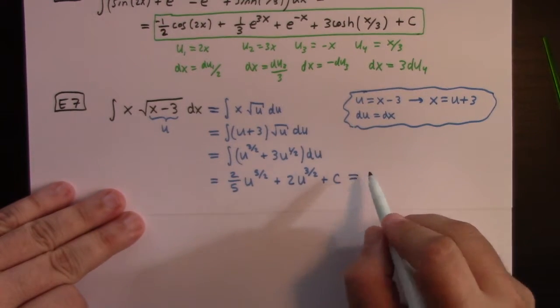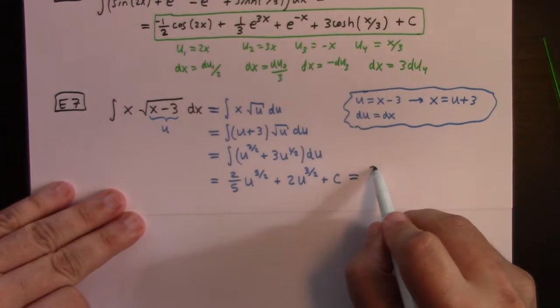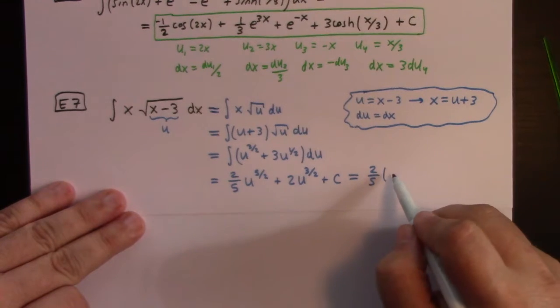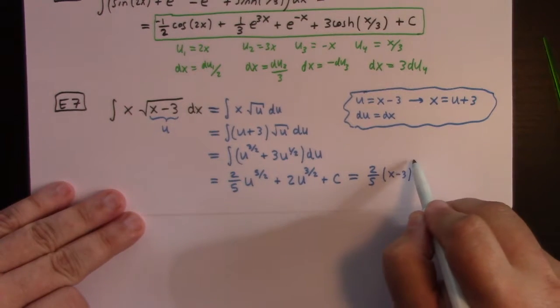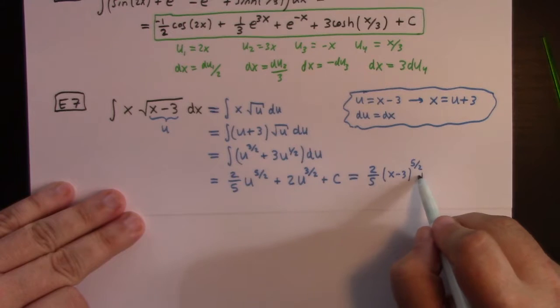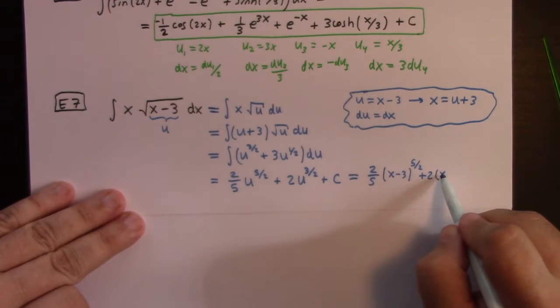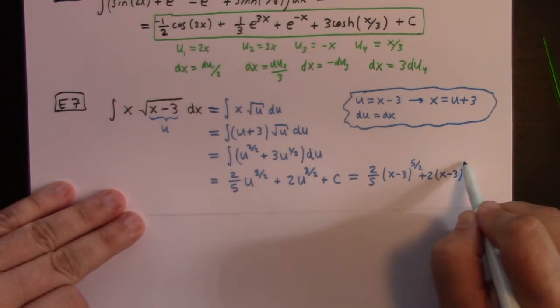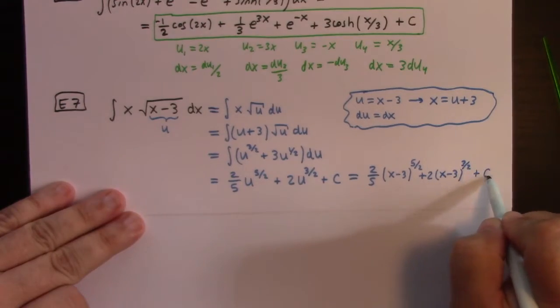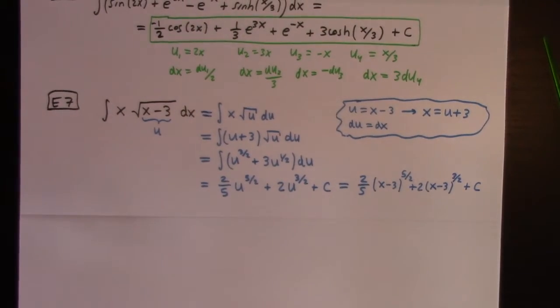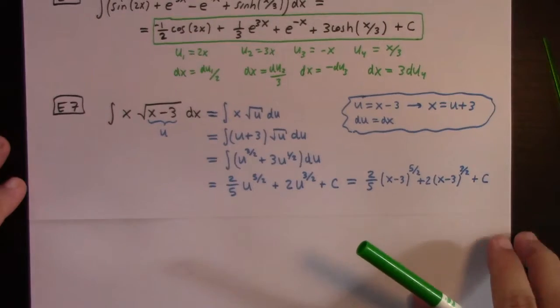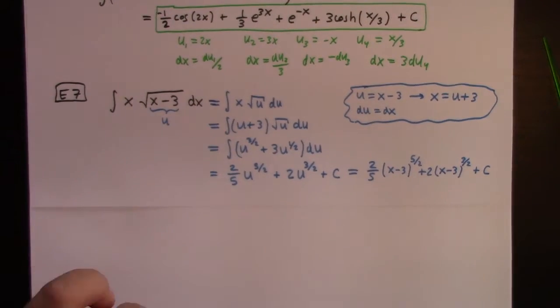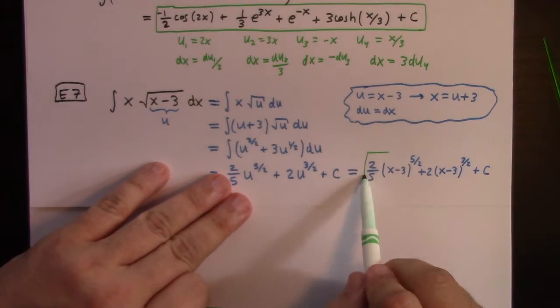Alright, so anyway, the answer is 2/5 times the quantity x minus 3 to the 5/2, plus twice the quantity x minus 3 to the 3/2, plus a constant, and that's how you do that. All right. So there's the answer.